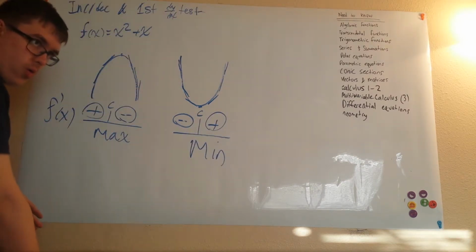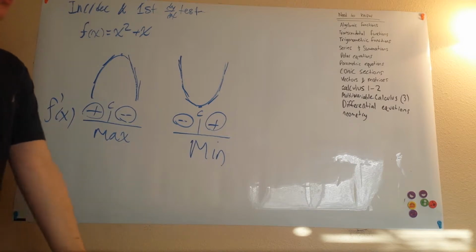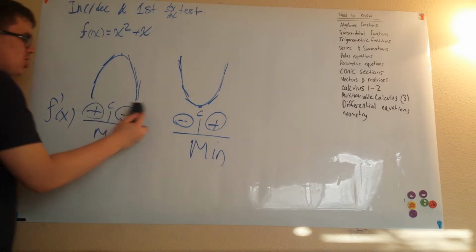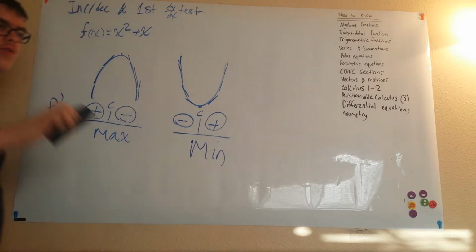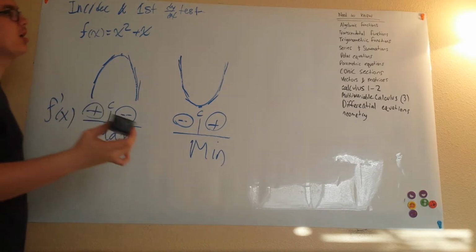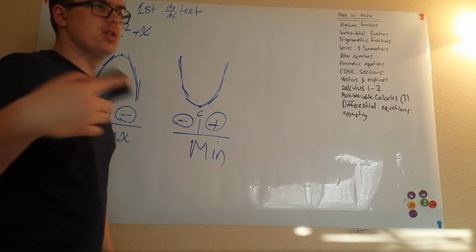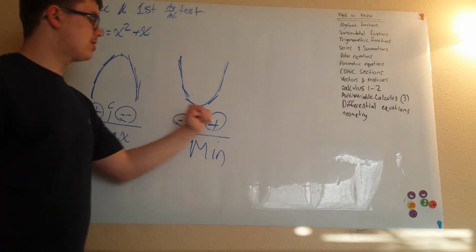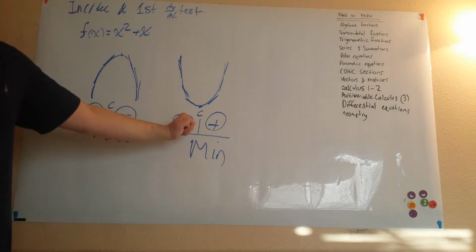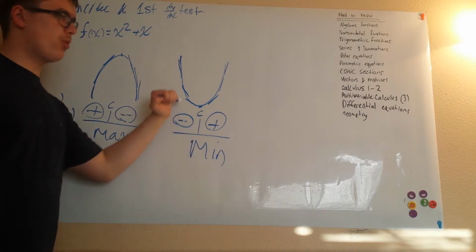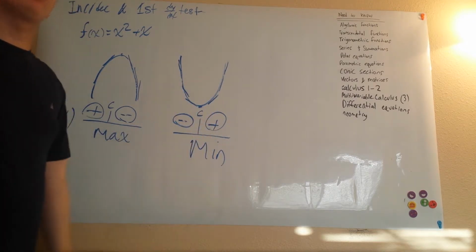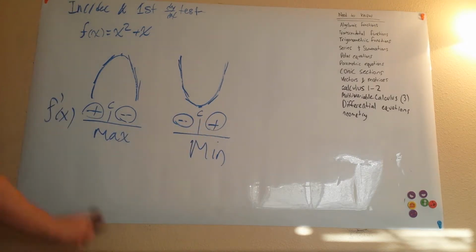So you'll know if it's a relative extrema if it changes from increasing to decreasing, or from decreasing to increasing. If the sign does not change, therefore the critical point doesn't give us relative extrema.